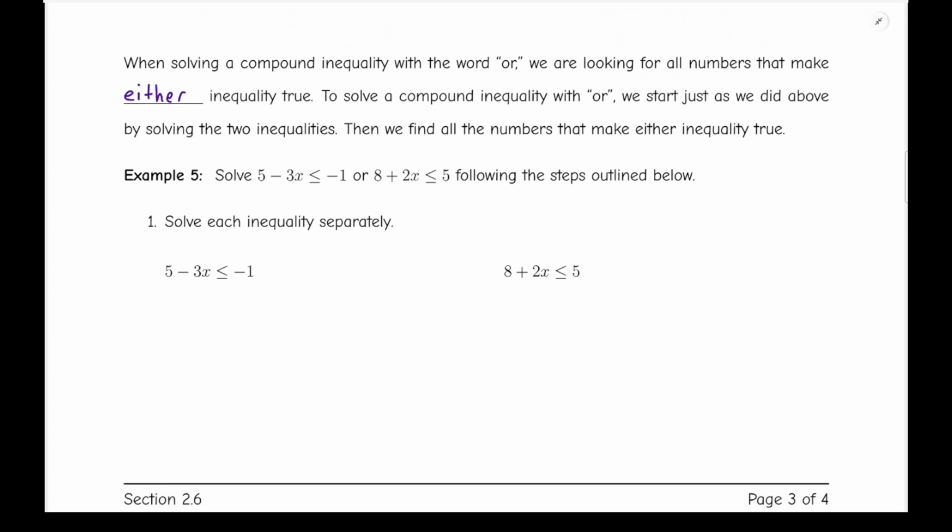Example 5. Solve 5 minus 3x less than or equal to negative 1, or 8 plus 2x less than or equal to 5, following the steps. Step 1. Solve each inequality separately. So for the first inequality, we're going to subtract 5 from both sides. We get negative 3x less than or equal to negative 6. Then we have to divide by negative 3. And we get x, oh, we divided by a negative, so it'll be greater than or equal to 2.